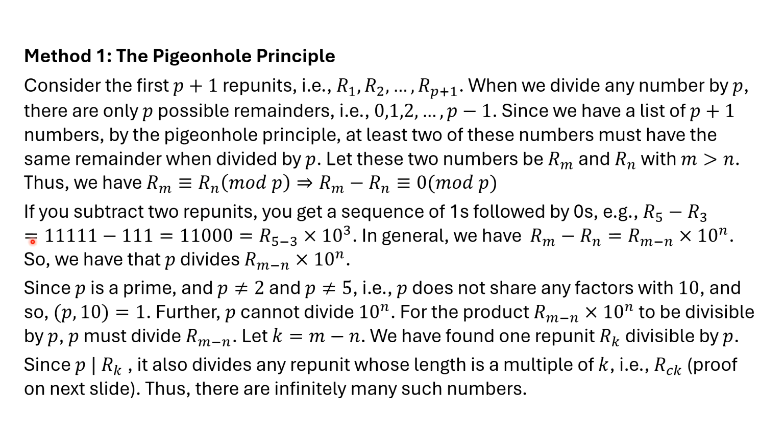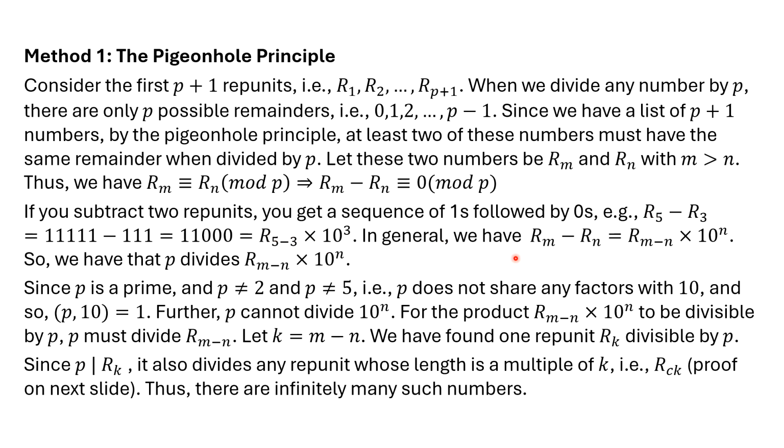Then the next thing to notice is if you subtract 2 rep units, you get a sequence of 1s followed by 0s. So for example, if we take R5 minus R3, we get 5 1s minus a sequence of 3 1s, and we get 1 1 0 0 0, which is really R sub 5 minus 3 times 10 to the third, or just R2, in other words 11, times 10 to the third. So you notice the 3 and the 3 appear here and here, and then this 5 is this number.